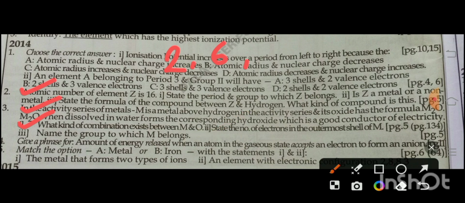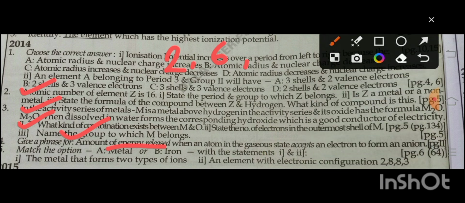Fourth one, give a phrase for the amount of energy released when an atom in the gaseous state accepts an electron to form an anion. The answer for this is electron affinity. As we know, non-metals accept electrons, and to accept electrons they release energy. When energy is released as a gaseous atom accepts an electron to form an anion, the answer is electron affinity.